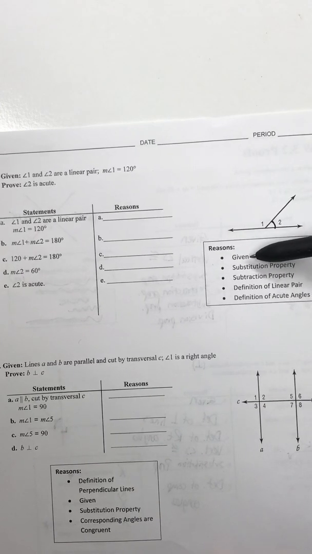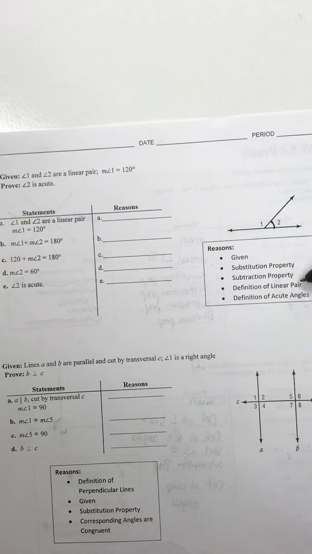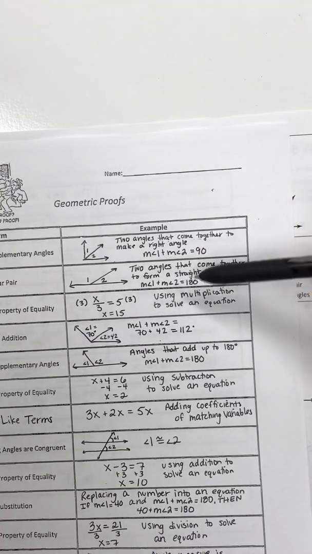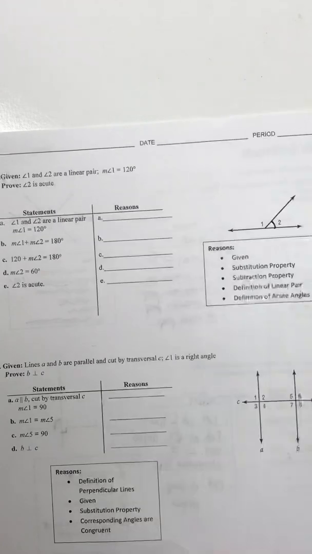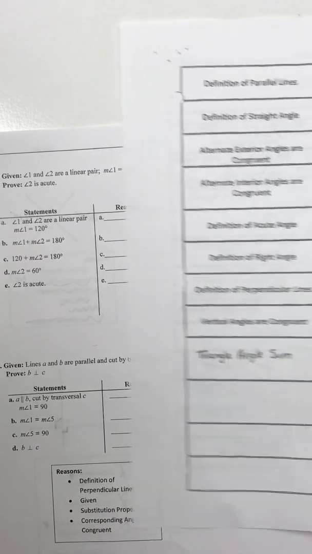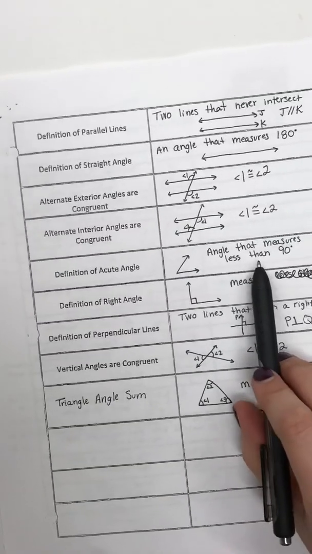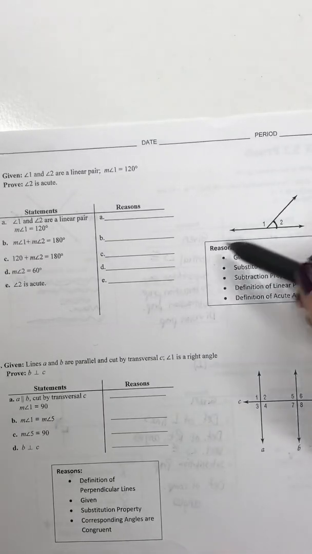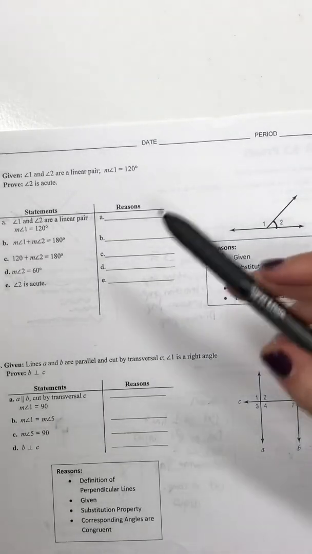So notice I have a given, the substitution property, the subtraction property, the definition of a linear pair, which if you look on that sheet that we talked about today, a linear pair are two angles that come together to form a straight line, or two angles that come together to equal 180 degrees. And then the definition of an acute angle, which is angles that measure less than 90 degrees. So you want to make sure that you're aware of what all of these reasons mean before starting your proof.